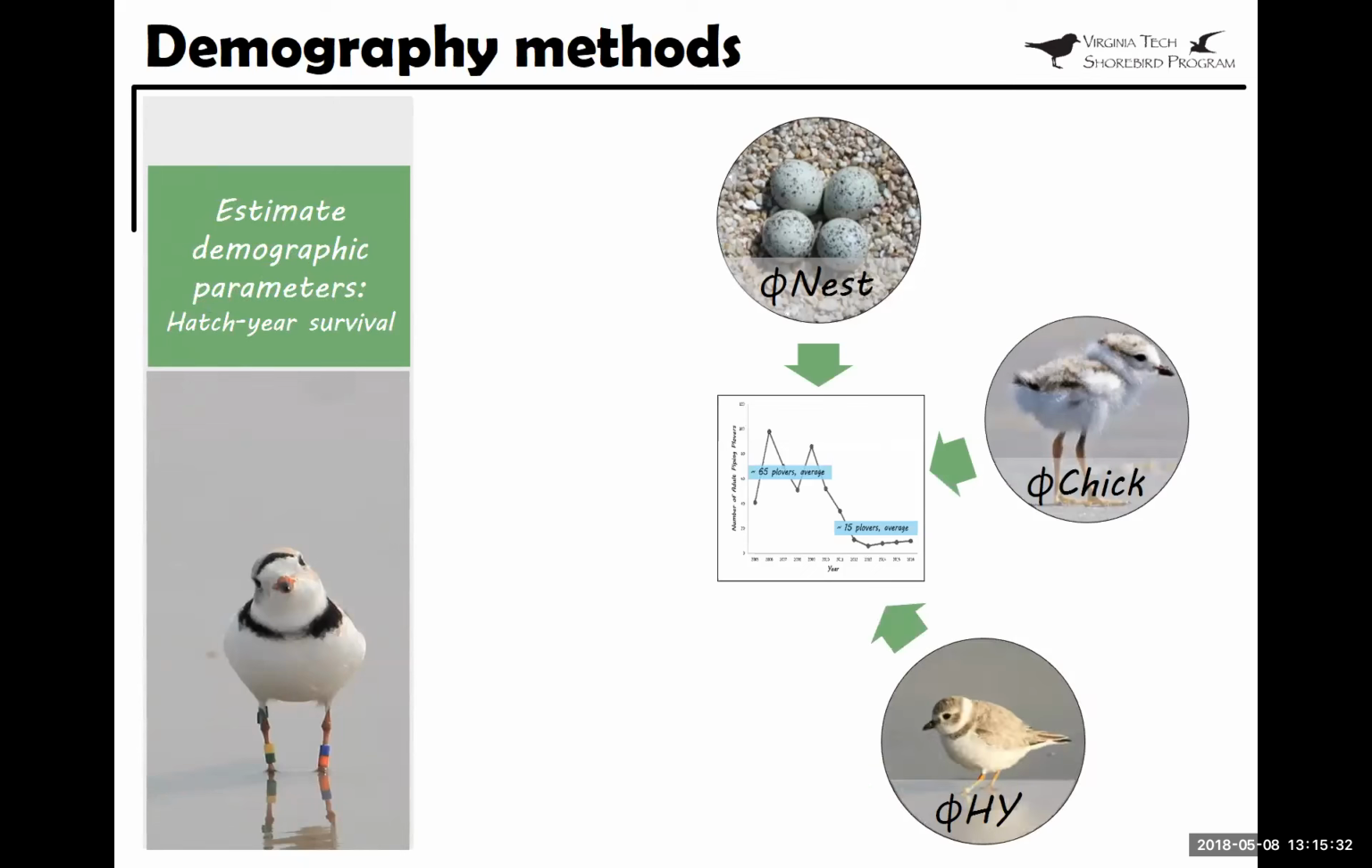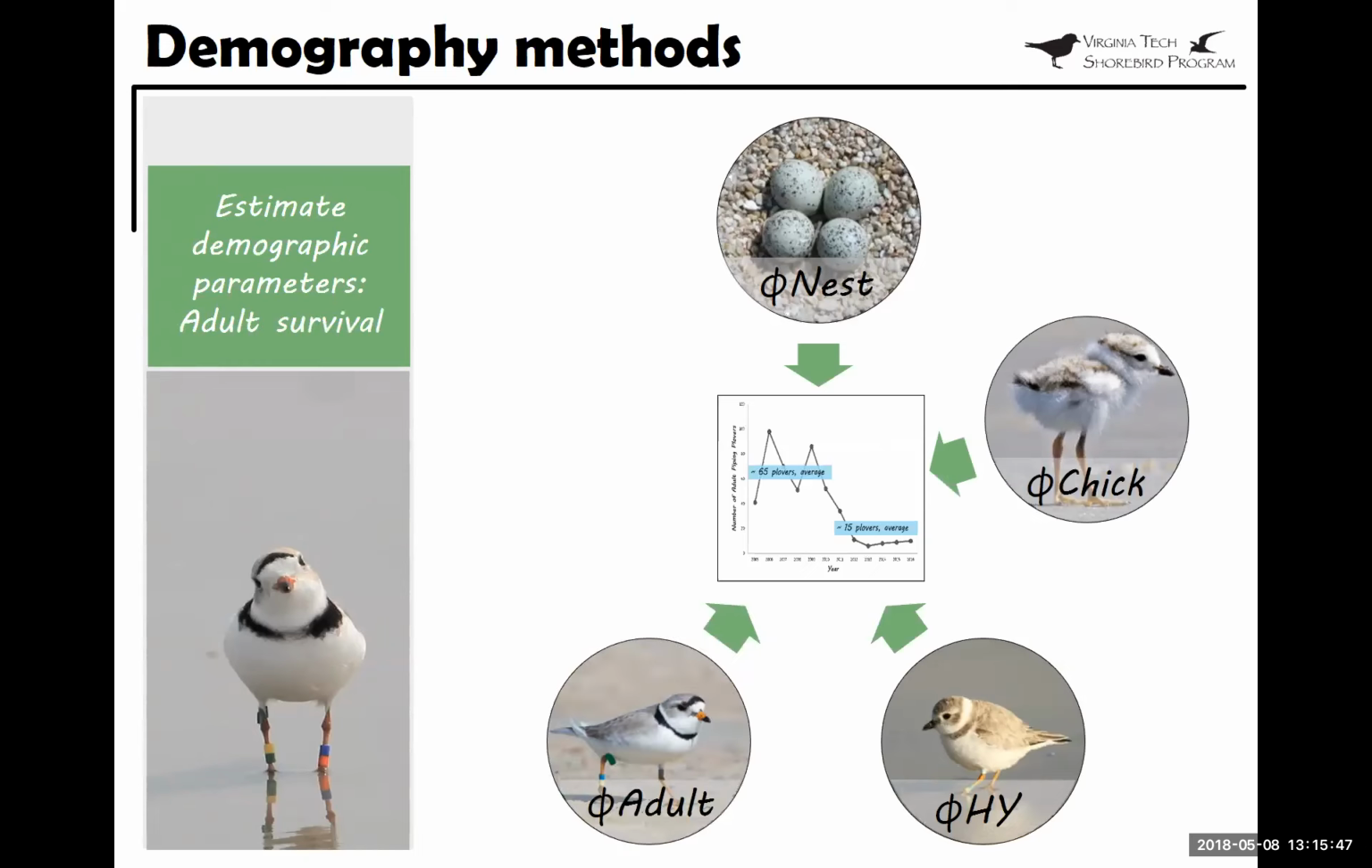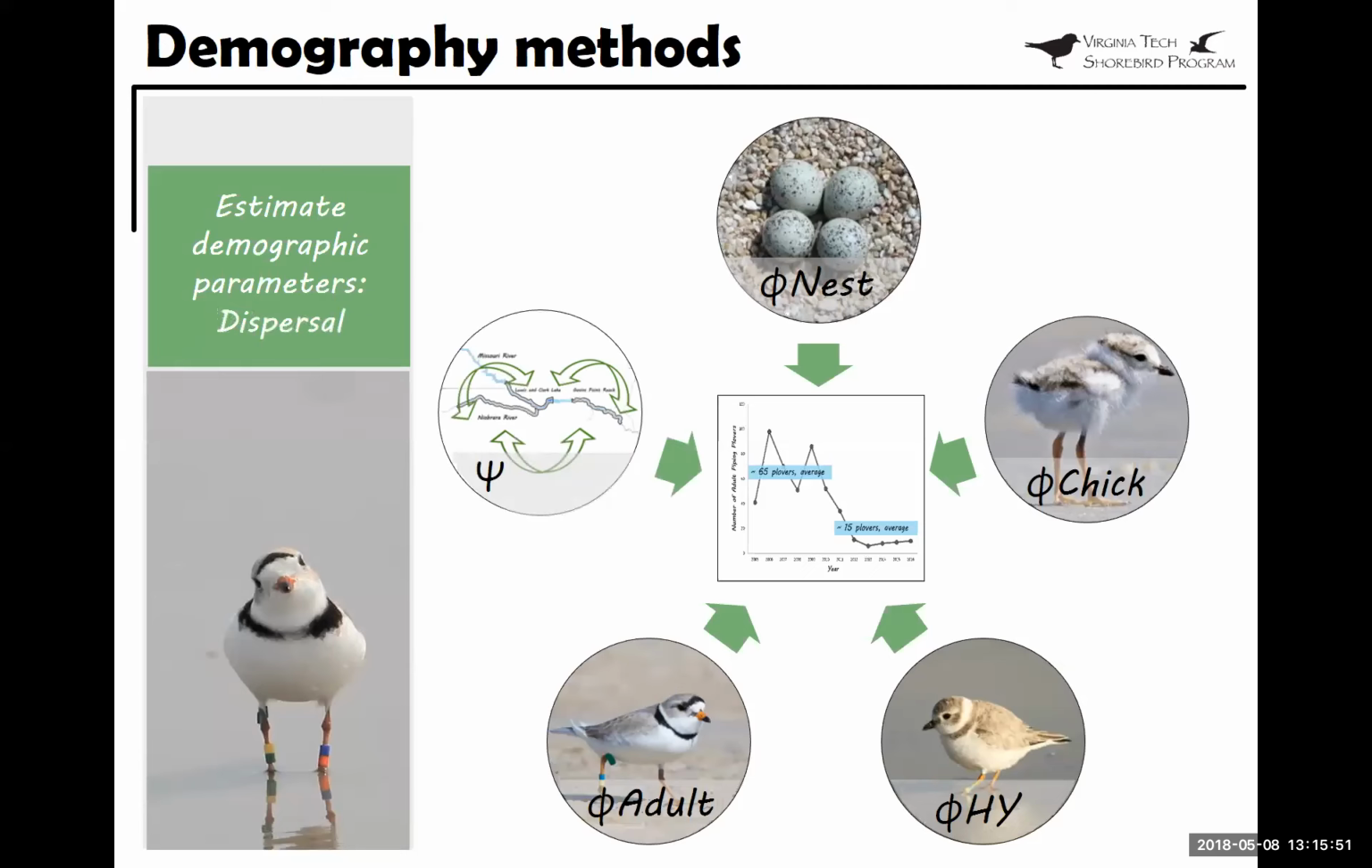Hatch year survival, which means survival from the time that they hatch to the time that they finish their first breeding season, which I will abbreviate HY. These birds look a little different. They have light colored plumage until their first breeding season. And adult survival, which is any bird that's more than 1 year old. We looked at dispersal between sites, or immigration and emigration, which I sometimes abbreviate with the Greek letter psi.